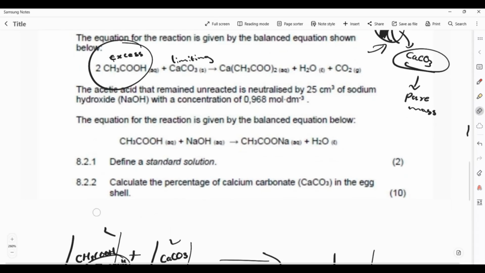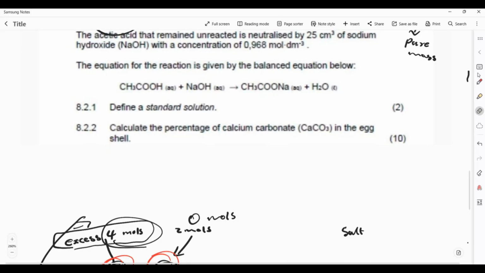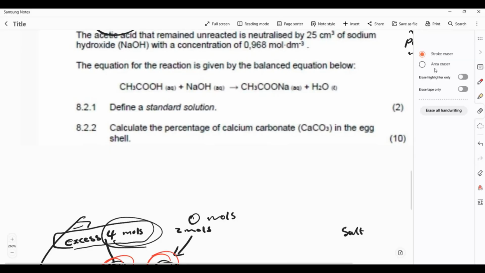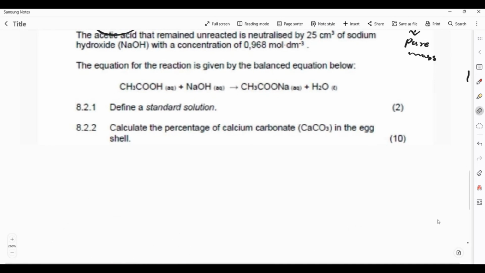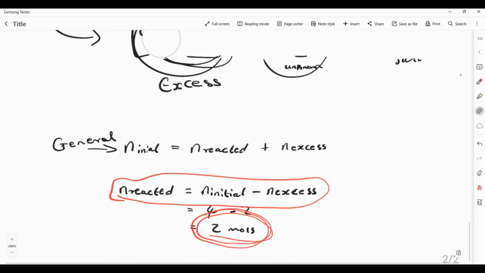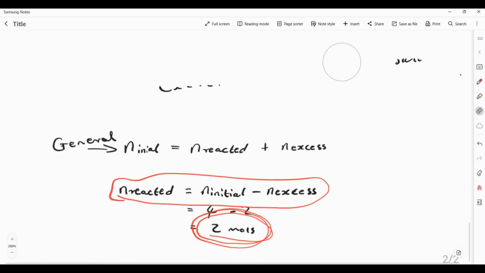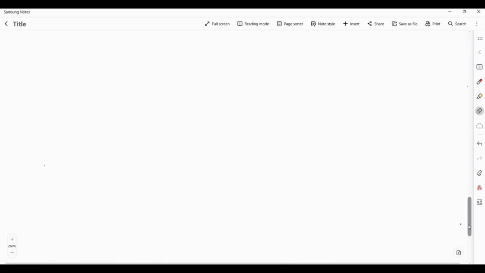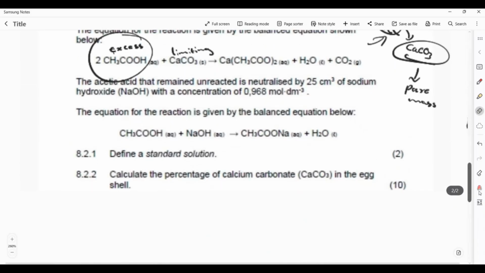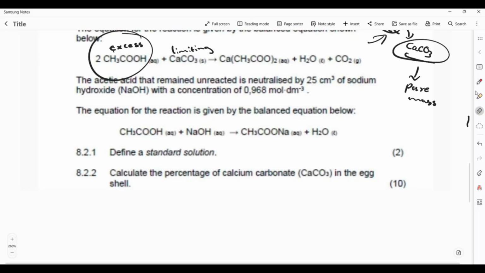I will try to write steps that you can take. Let me erase over there. Gone, and gone, and gone. Yeah, this is much perfect now. Now let's get to work.